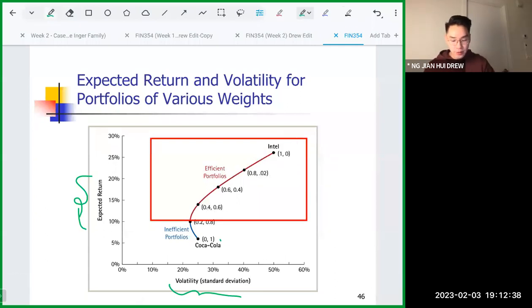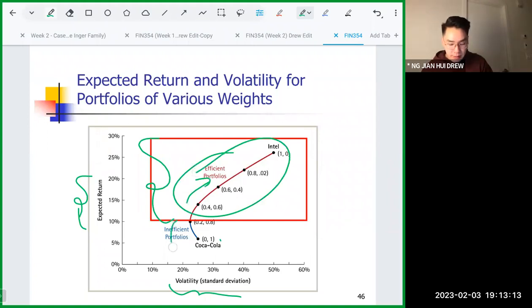This is the frontier of the portfolio. Because we are tackling only two stocks, we just look at this frontier here. And what we notice is the portion in red here is the efficient portfolio. Why? Because can you see the volatility versus expected returns? Can you see that as the expected return increases, the volatility also increases? So this portion here is the efficient portfolios.